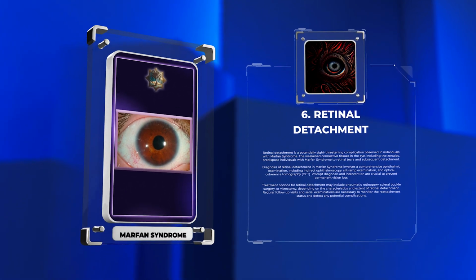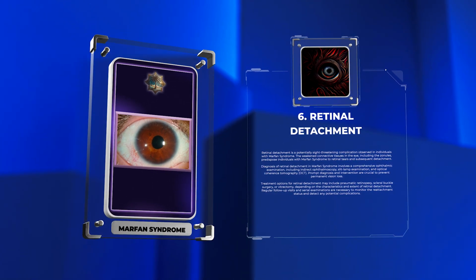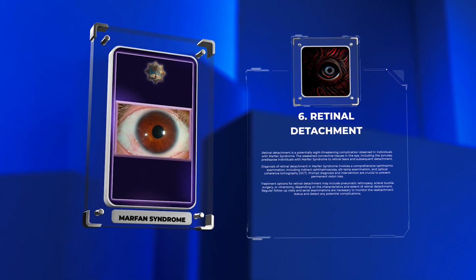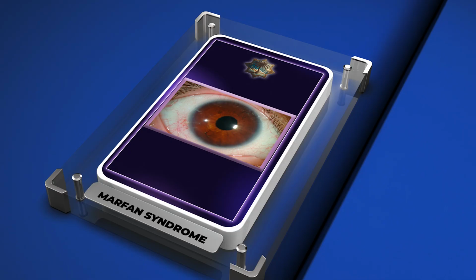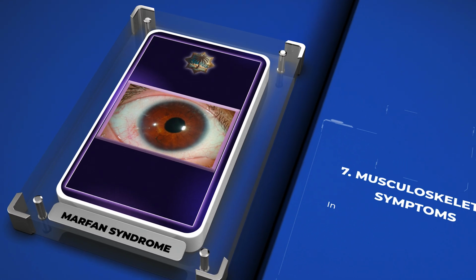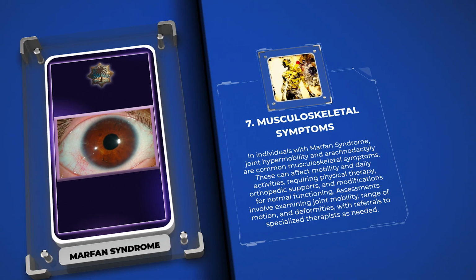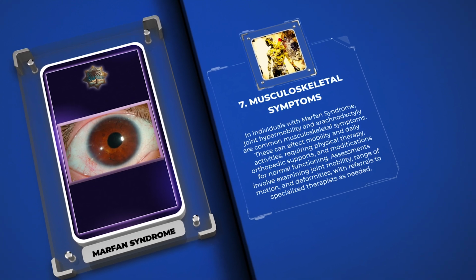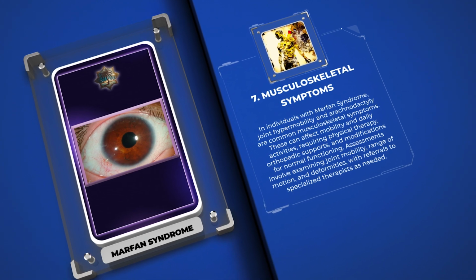Treatment options for retinal detachment may include pneumatic retinopexy, scleral buckle surgery, or vitrectomy, depending on the characteristics and extent of retinal detachment. Regular follow-up visits and serial examinations are necessary to monitor the reattachment status and detect any potential complications. In individuals with Marfan syndrome, joint hypermobility and arachnodactyly are common musculoskeletal symptoms. These can affect mobility and daily activities, requiring physical therapy, orthopedic supports, and modifications for normal functioning. Assessments involve examining joint mobility, range of motion, and deformities, with referrals to specialized therapists as needed.